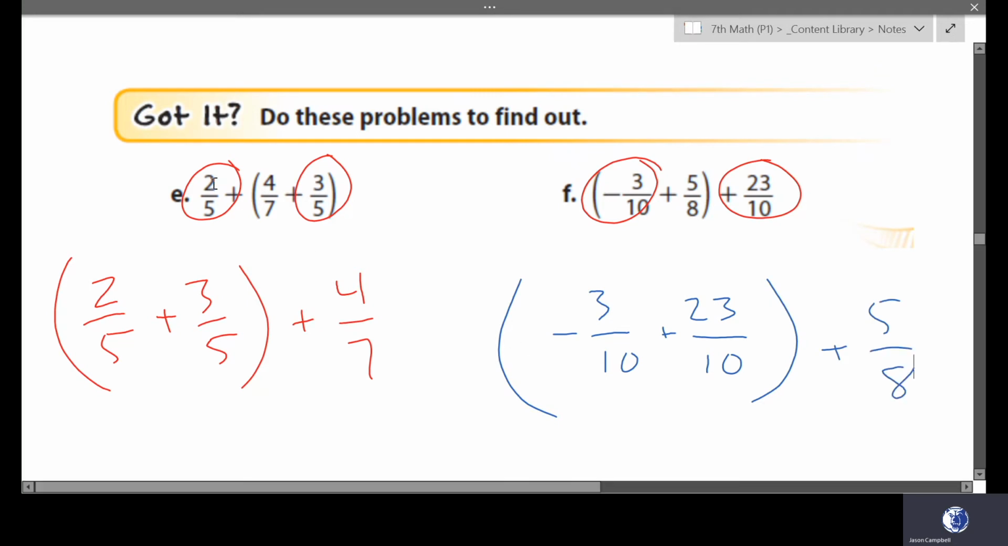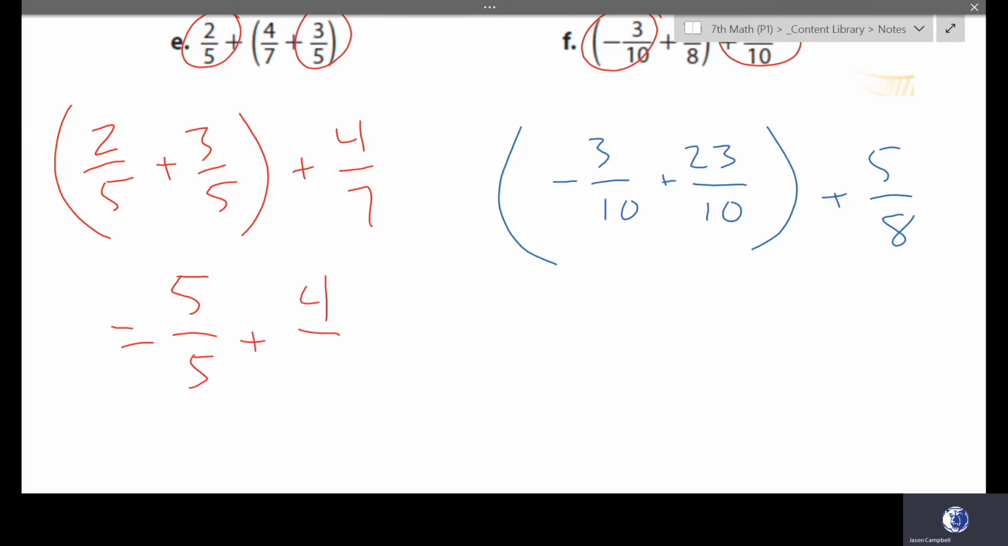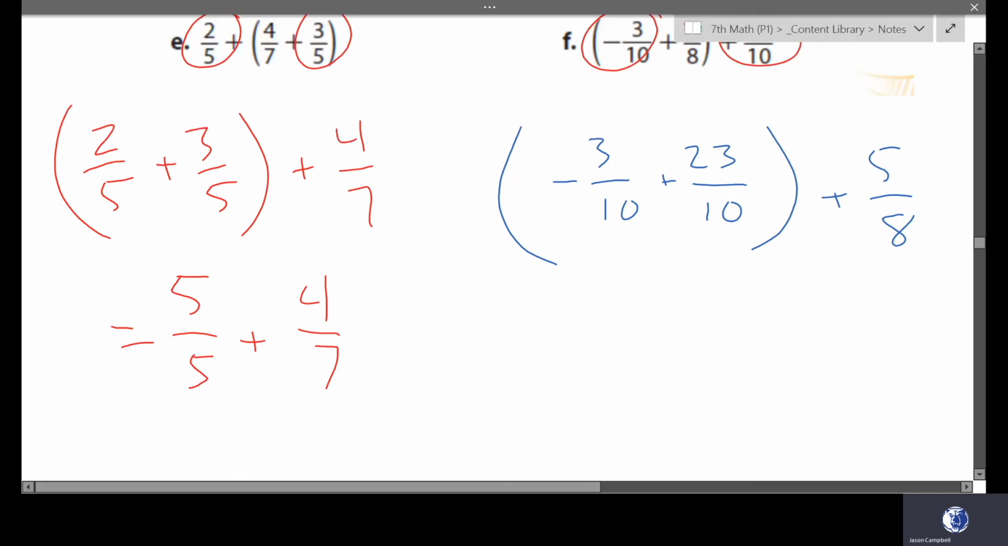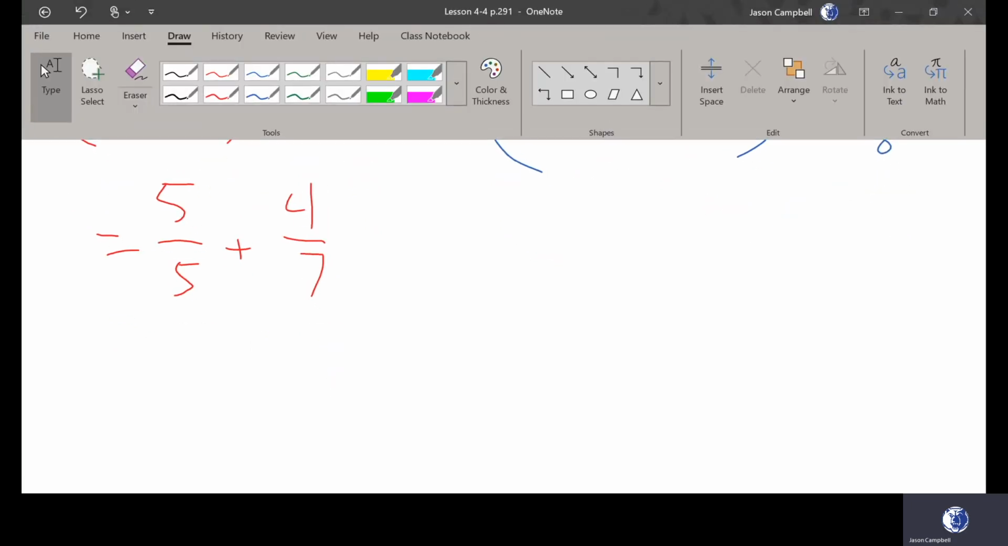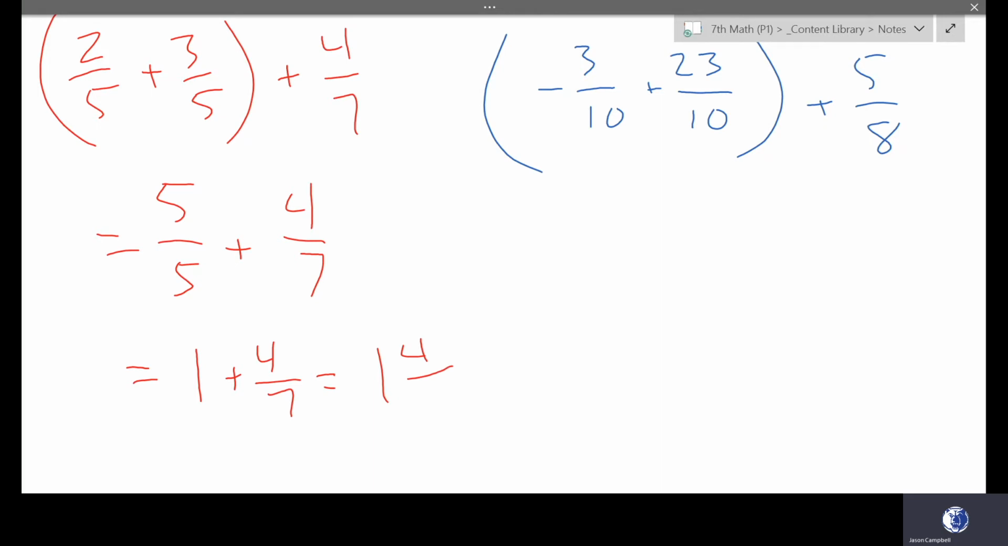Got it E. This process where you move the parentheses, where you change the order that you add things in, this is called the commutative property. And if I use that property to add 2/5 and 3/5, I'll get 5/5. And then I can add 4/7 to that after. So without having to find the common denominator of 5 and 7, I know that 5 over 5 is 1, and 1 add 4 over 7 is going to be 1 4/7.